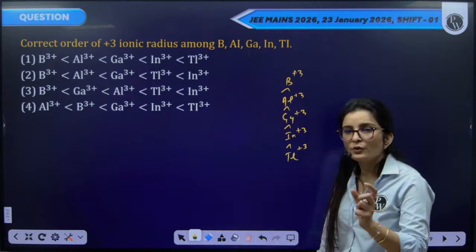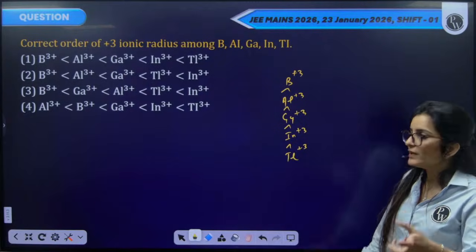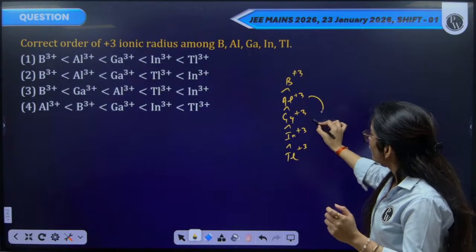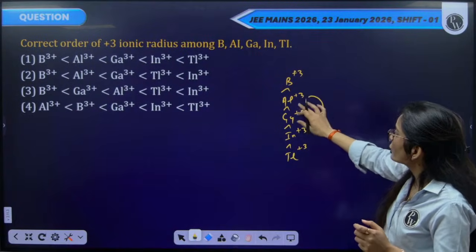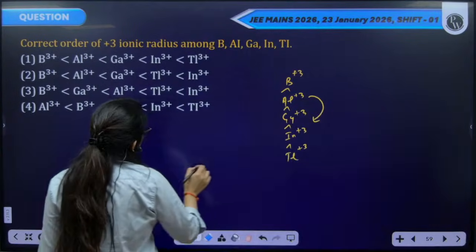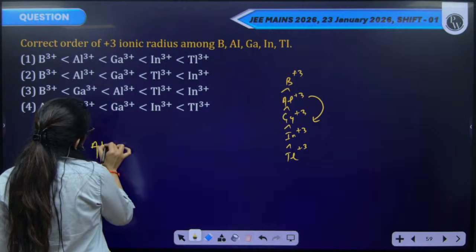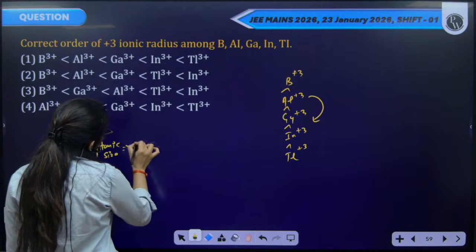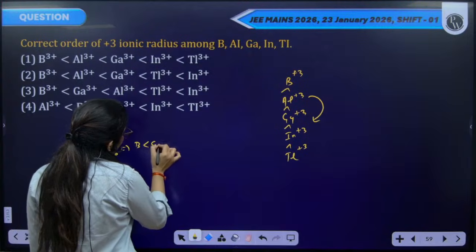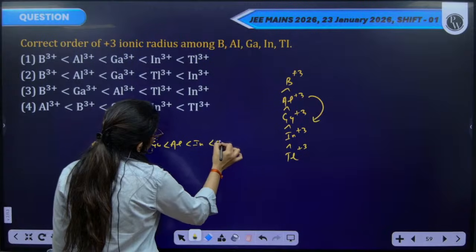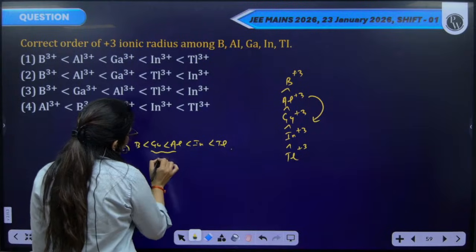Bacha, if you talk about their metallic form, meaning they are present in their elemental form, then due to d orbital involvement, when you move from boron to aluminium to gallium, the atomic size has some anomaly. Boron has the smallest size, then gallium comes, then aluminium, then indium, then thallium. So there is some anomaly at this position.